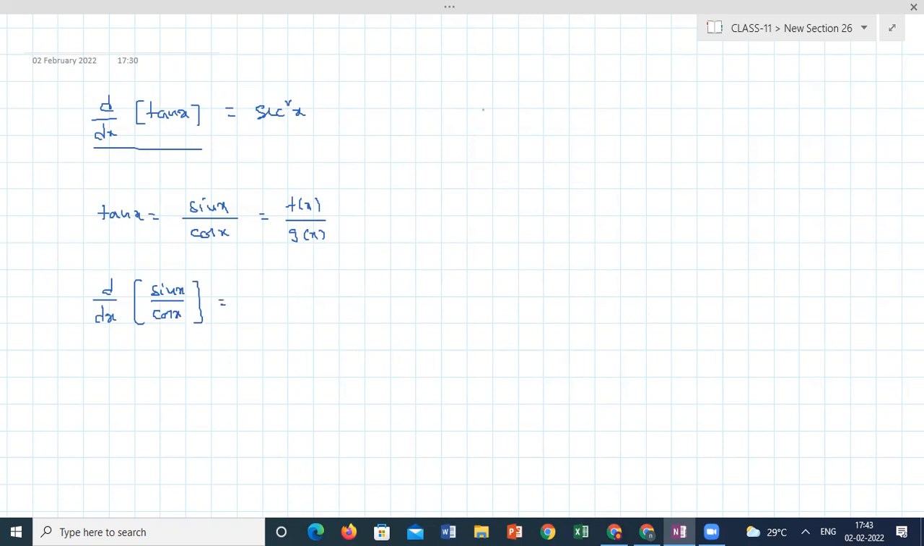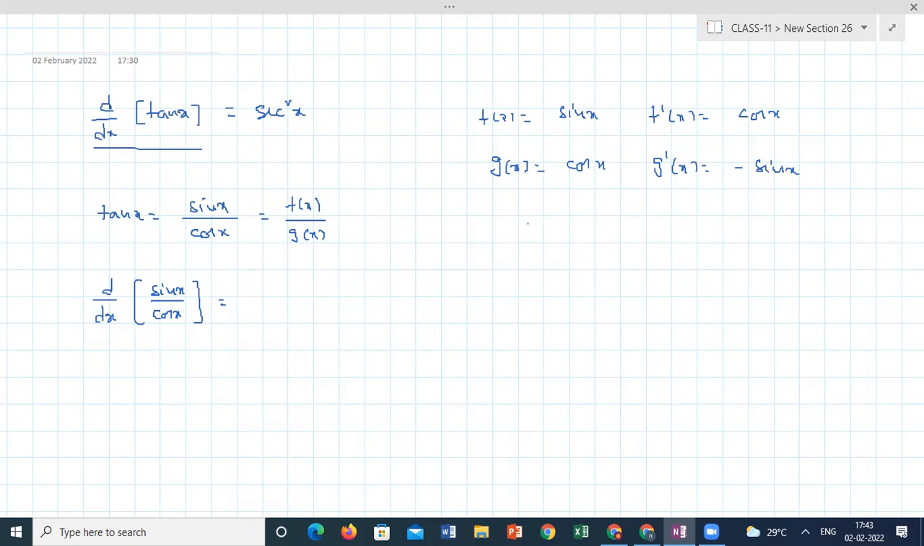That means the quotient rule. Your f of x is what? Sin x. Differentiation of f of x is what? Cos x. Your g of x is what? Cos x. Your differentiation of g of x is what? Minus sin x. Now I'm going to substitute these values.